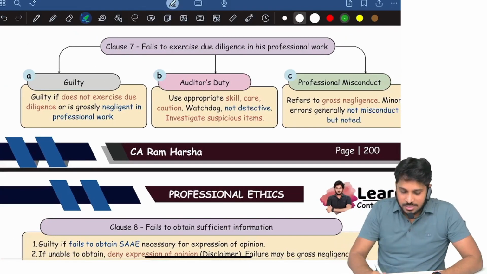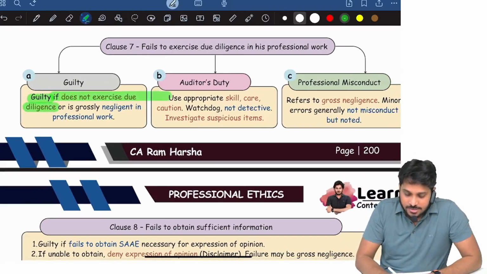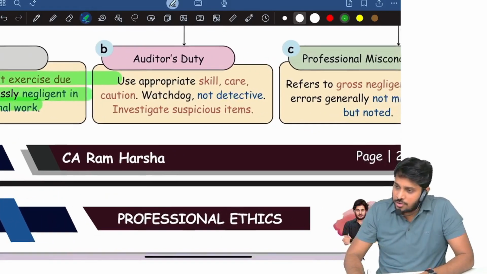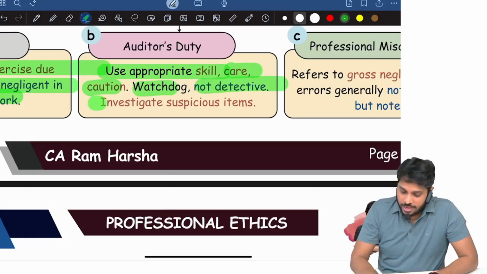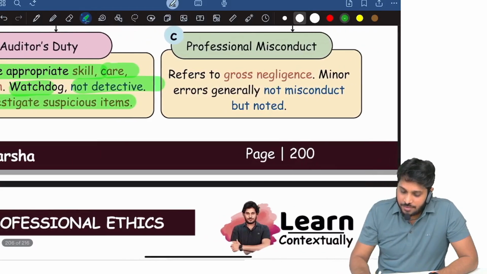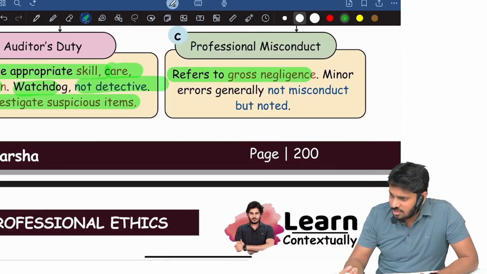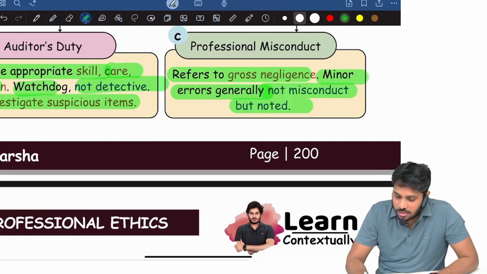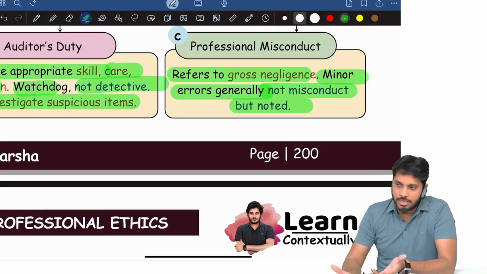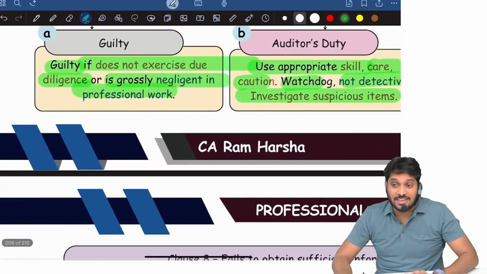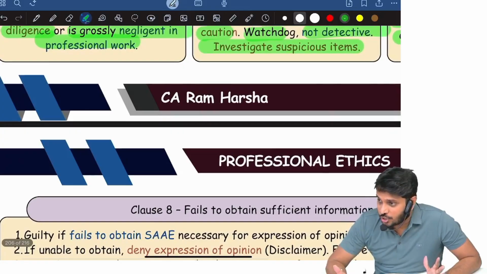Now clause number 7, a CA is treated as guilty if he does not exercise due diligence or is grossly negligent in professional work. So when you're taking up any work, you must use appropriate skill, care, caution. You're not a watchdog, not a detective. Investigate suspicious items. Professional misconduct arises here only if you are grossly negligent. Suppose minor errors, generally not a misconduct, but it is to be noted. If there are any minor errors, you just note it down. The institute may not treat you as guilty. Technical offenses are there, right? That may not be treated as gross negligence.